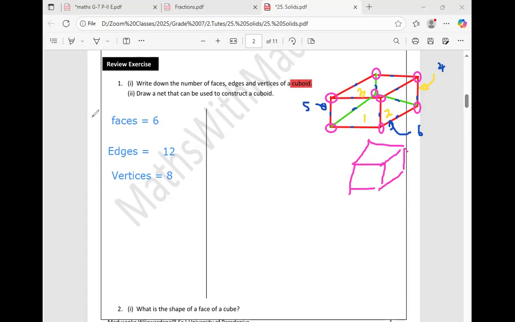Then you can write down this number of faces, edges, and vertices like this. Do it fast. Then we draw the net that can be used to construct a cuboid. These are from your grade 6. When you finish drawing this, please let me know. You can send me a D for done.